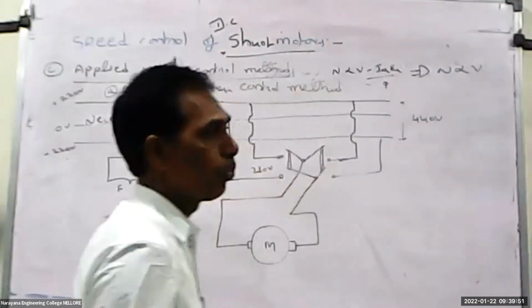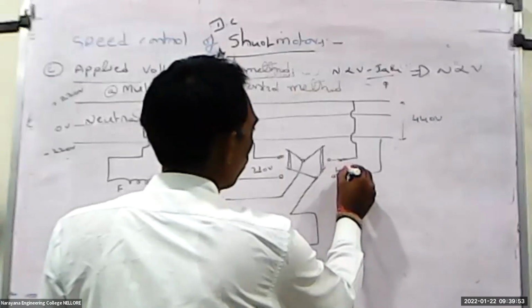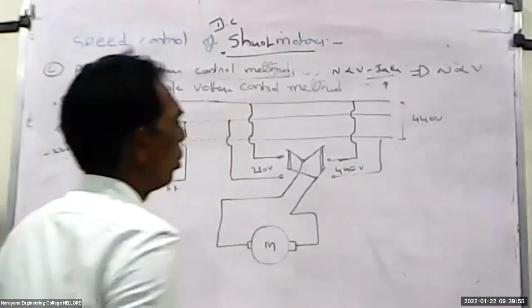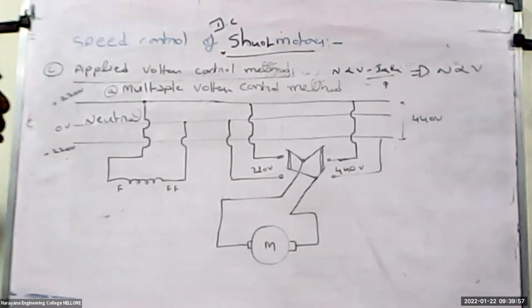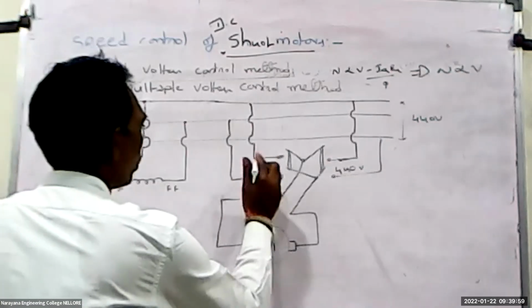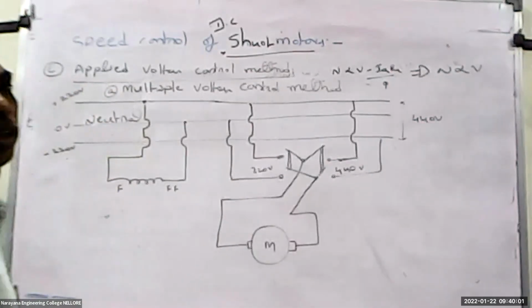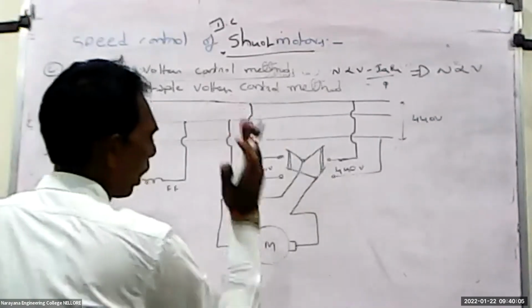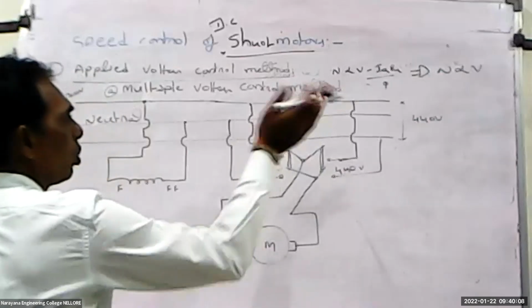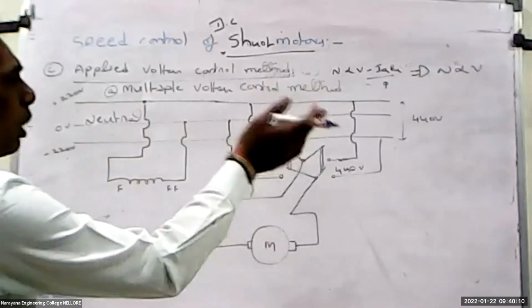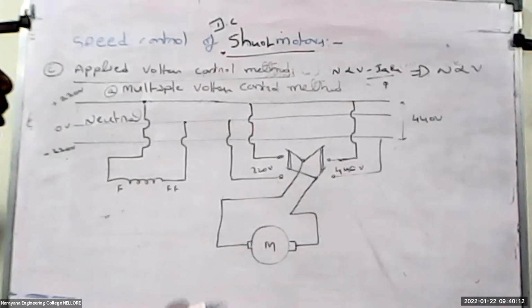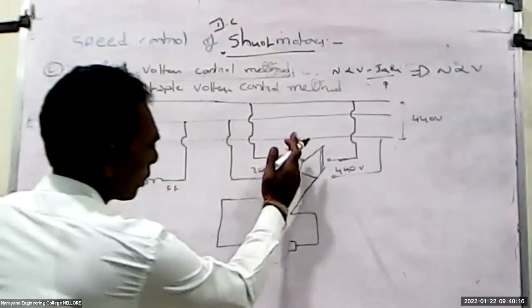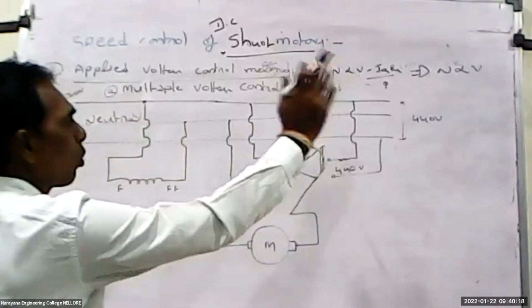440 volts. So here it is 440 volts. This one is 220, that is 440. If you connect the motor to this terminal, the voltage is 220 volts. Depending upon the voltage, the speed is variable. Suppose you connect the switches like this one, the voltage is 440.